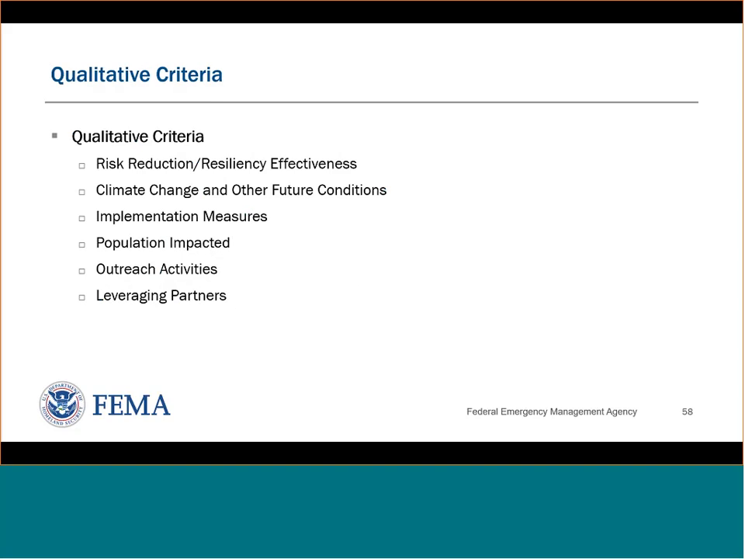Qualitative criteria would include addressing risk reduction and resiliency effectiveness, addressing climate change and other future conditions, addressing implementation measures and the population impacted, and on if there are outreach activities and if partnerships are leveraged. Next slide, please.